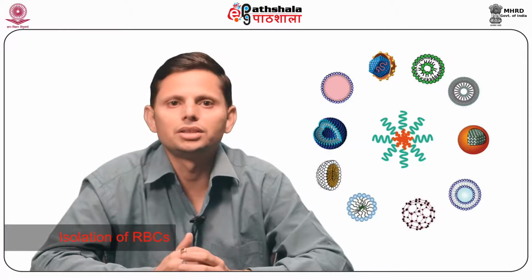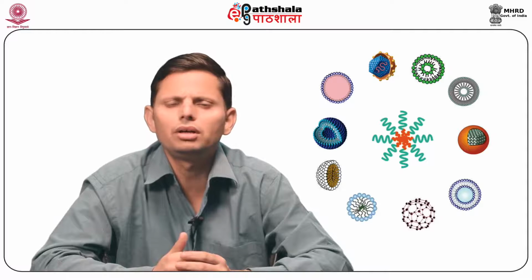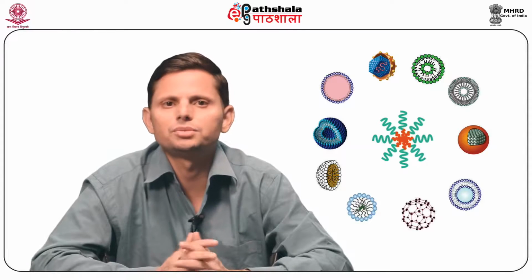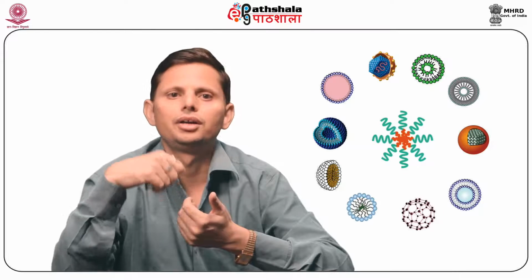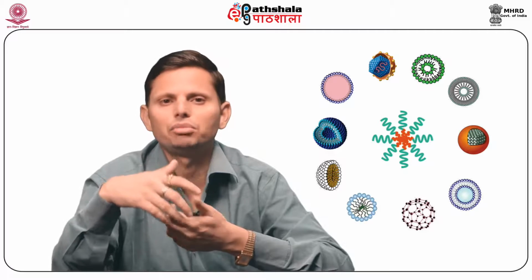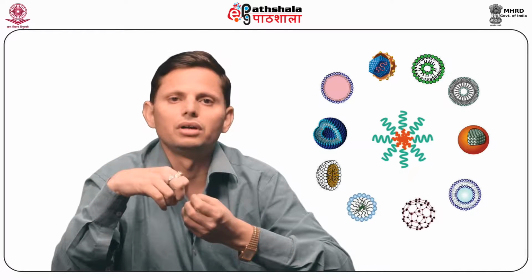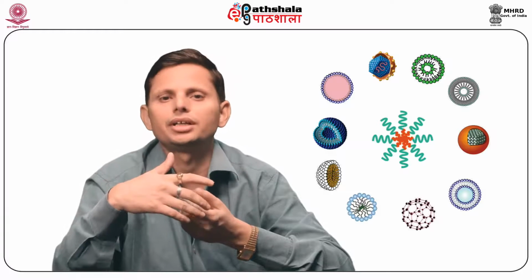Isolation of red blood cells. Isolation involves blood withdrawal. Blood can be withdrawn from any of the mammal species like human, rat, rabbit, dog, mice, or any of the animals which can be used for blood withdrawal. Blood can be withdrawn using aseptic techniques.